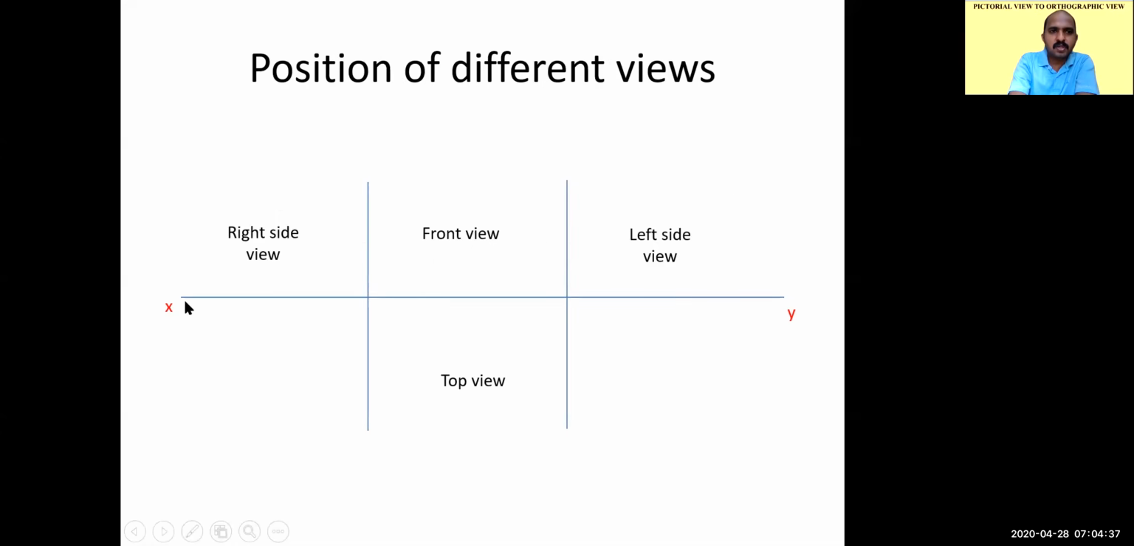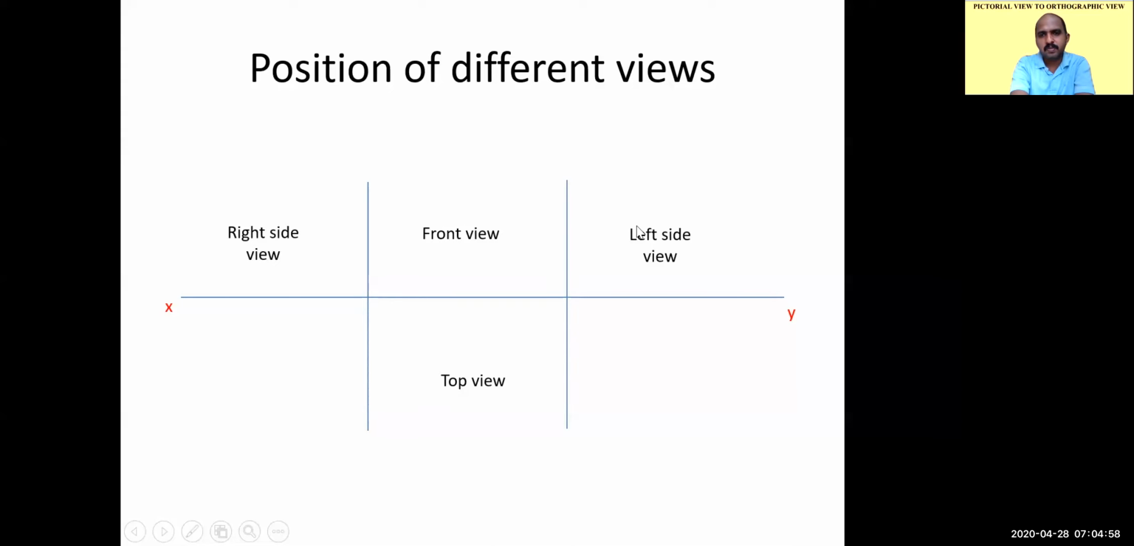Initially we draw the XY line, then you draw the front view. You can start from either the top view or the front view. Some questions need you to draw the top view first, then you can draw the front view, depending on the question.